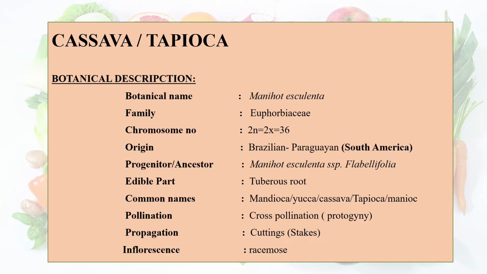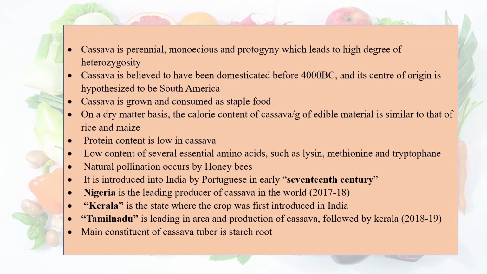Inflorescence is racemose. Cassava is perennial, monoecious, and protogynous, which leads to a high degree of heterozygosity. Cassava is believed to have been domesticated before 4000 BC and its center of origin is hypothesized to be South America. Cassava is grown and consumed as a staple food. In most of the places it is used as staple food.